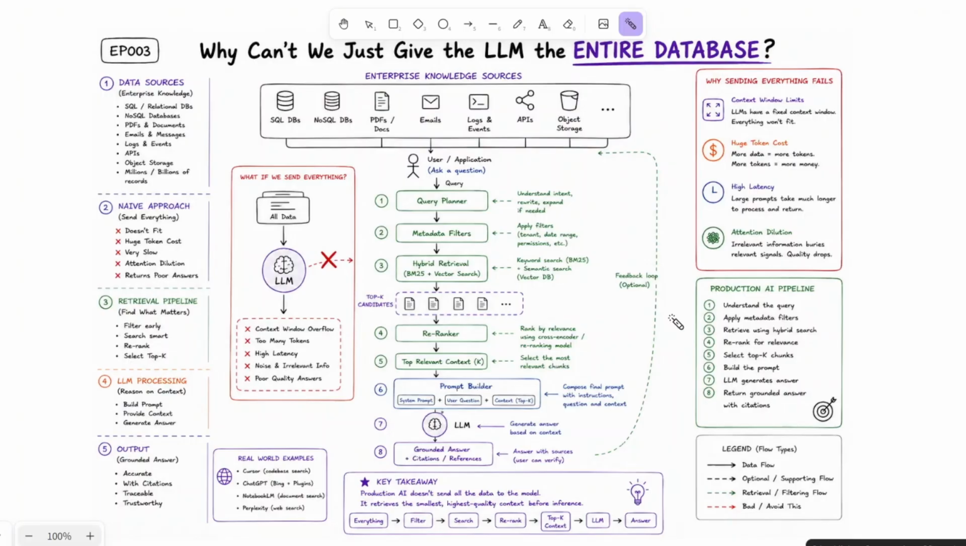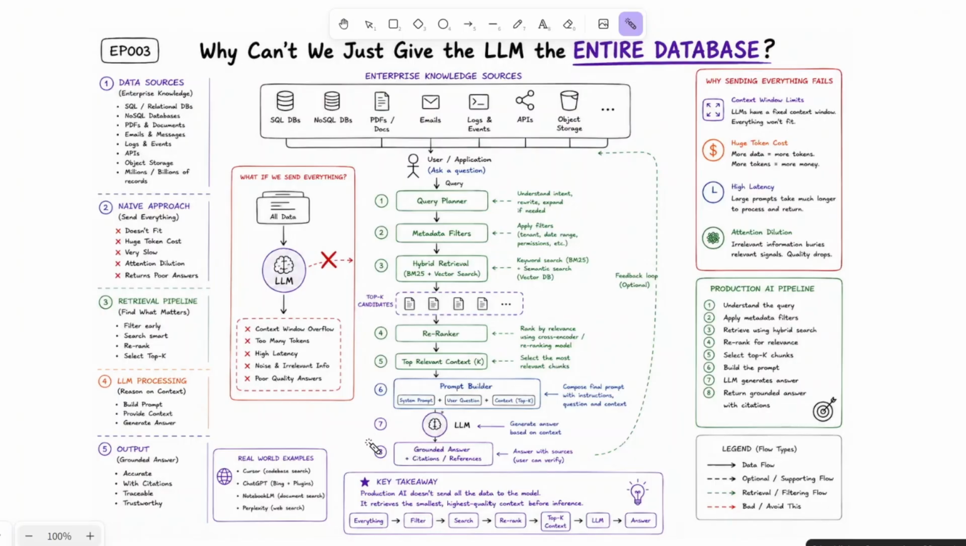Instead of sending everything to the model, modern AI systems do something much smarter. They search first. The database stays exactly where it is. A retrieval system searches through millions of records and finds only the handful of documents that are actually relevant to your question. Those selected pieces of information become the context that is sent to the language model. Instead of reading everything, the model reads only what matters. This dramatically reduces cost, improves speed, and often increases accuracy.